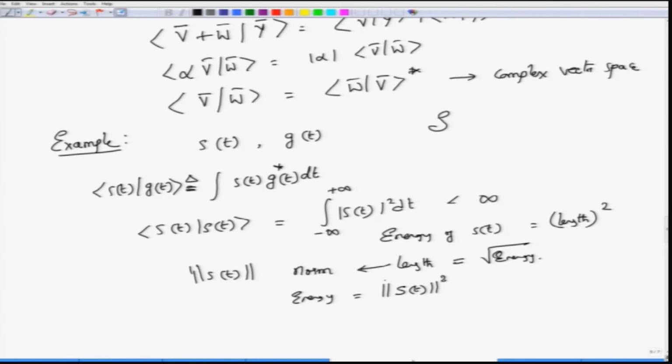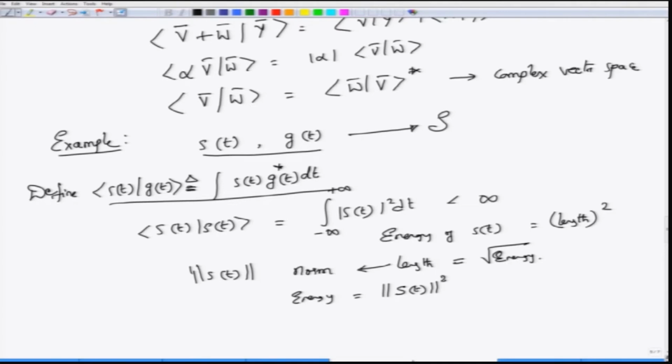What you have to remember is that we started off with signals of the form S of t and G of t over a certain duration. This duration could be finite or this duration could be infinite, but all such signals belong to this space S, and then we have shown that if we define the inner product in this particular way, right, we will be able to talk about the inner products of S of t.